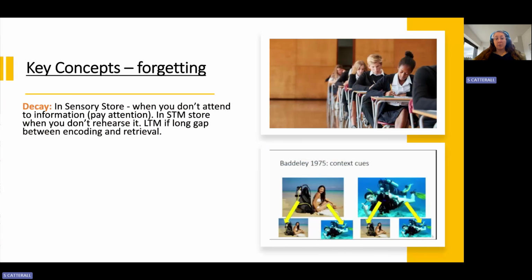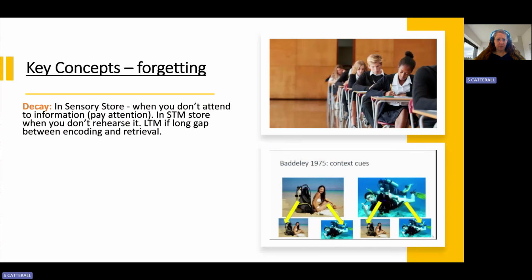We also need to know the types of forgetting that occur in the different stores. So, for example, decay happens in the sensory store. This is where input goes into the store. It'll make a bit more sense when we do the first theory, which is the multi-store model. So I'll show you that in a minute. But when you don't pay attention to information, rather than passing into short-term memory, it just fades away, and that's called decay. So if you've not rehearsed it and said it again and again, it won't pass into long-term memory. And it'll just fade away from that short-term memory store.